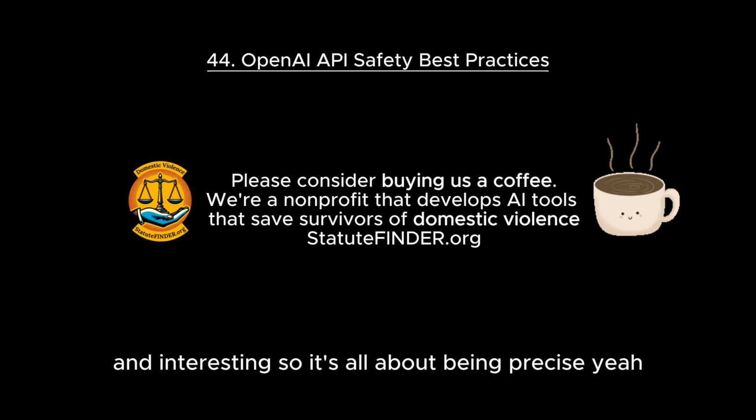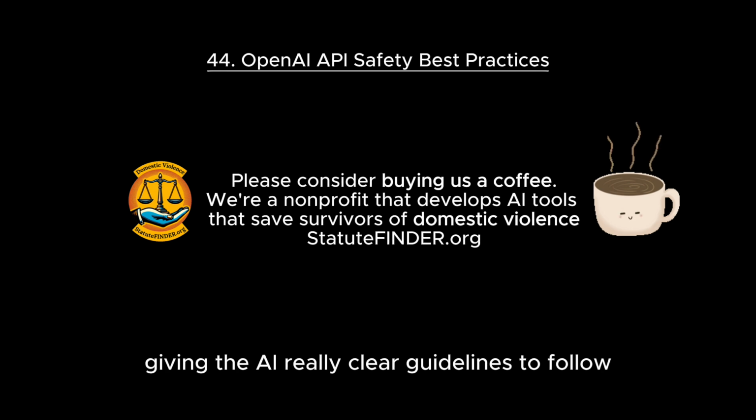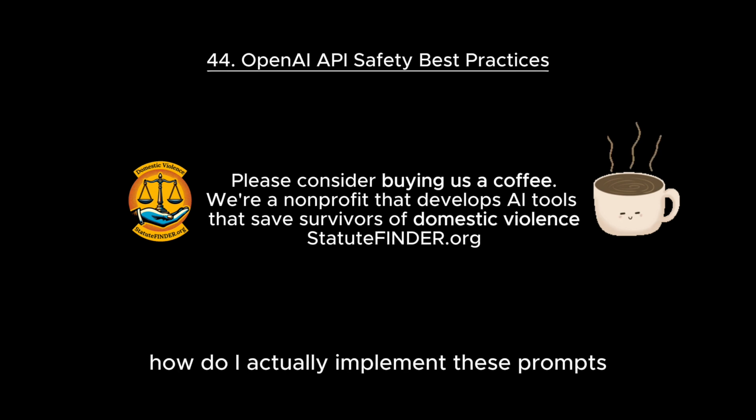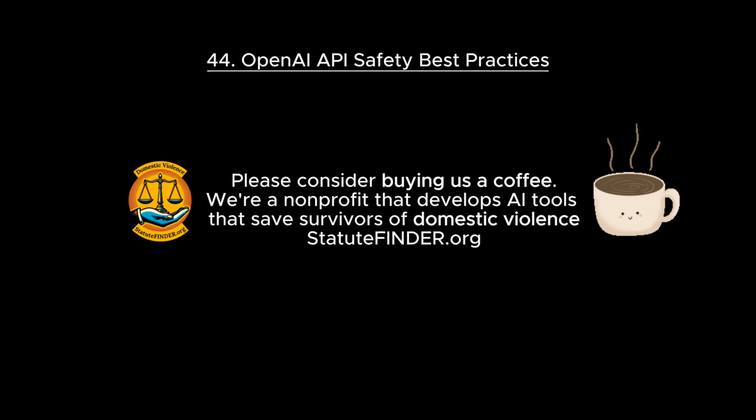So it's all about being precise, giving the AI really clear guidelines to follow. Makes sense. But what about the technical side? How do I actually implement these prompts in my Python code?